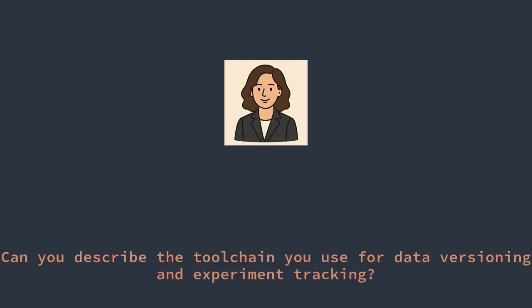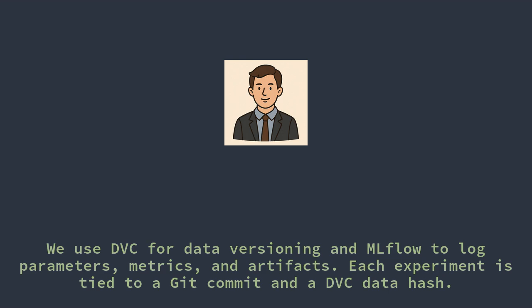Can you describe the toolchain you use for data versioning and experiment tracking? We use DVC for data versioning and MLflow to log parameters, metrics, and artifacts. Each experiment is tied to a Git commit and a DVC data hash.